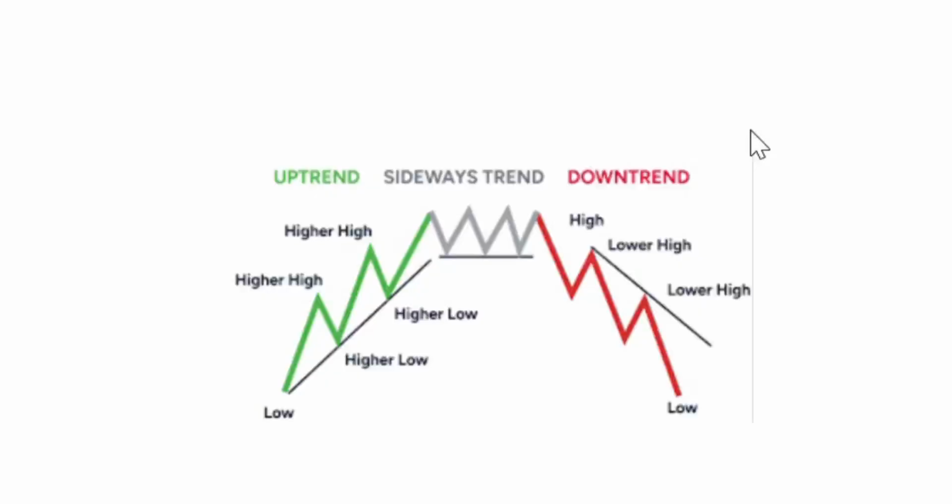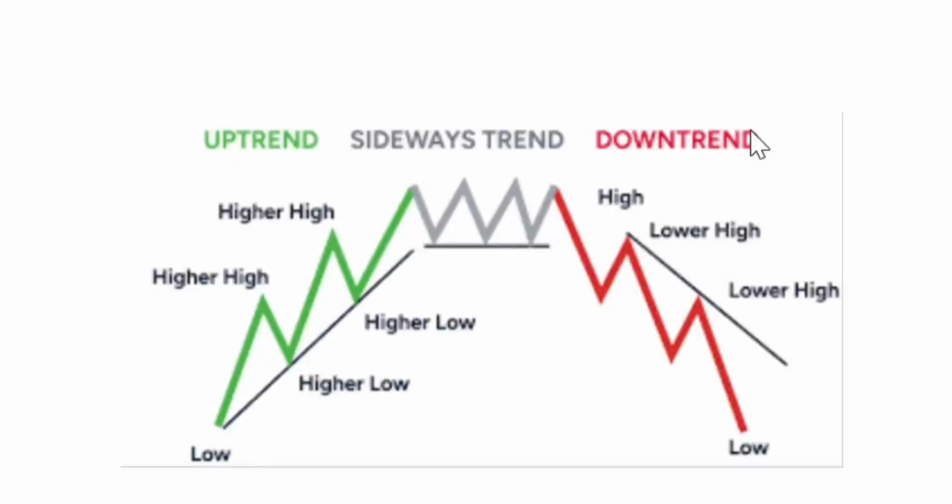Looking at this, the first thing we need to know is understanding the trend. We have basically three major kinds of trend, which are the uptrend, the downtrend, and then the sideways trend. You can as well call it the consolidation or the ranging market. So let me just explain what we have on this image here.